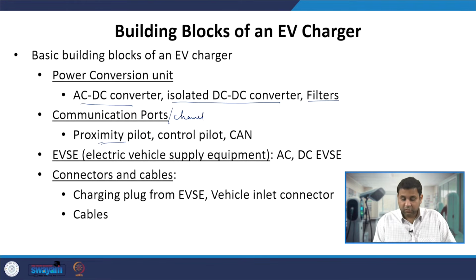In case of CAN, you have CAN high and CAN low, dedicated pins for communicating, a dedicated communication channel as well. These two things will be an integral part of this, and you will have a dedicated electric vehicle supply equipment: for the AC charger it will be an AC electric vehicle supply equipment. If it is a DC charger, it will be a DC electric vehicle supply equipment.